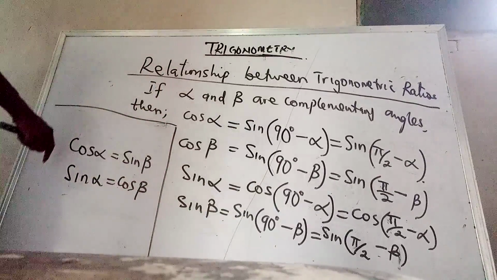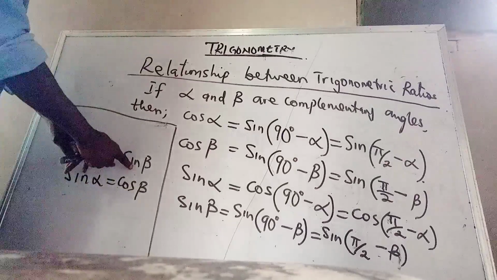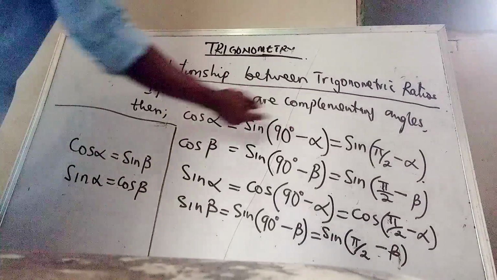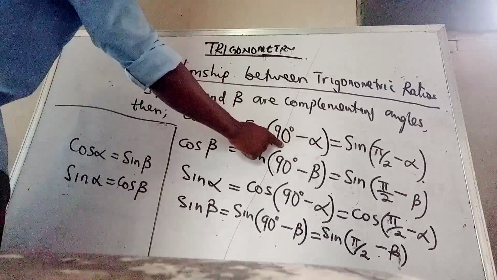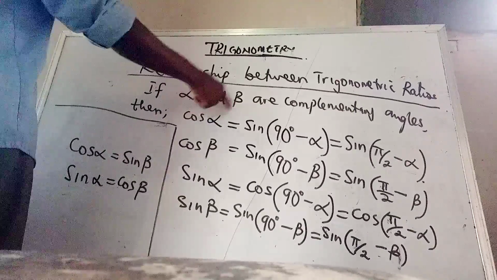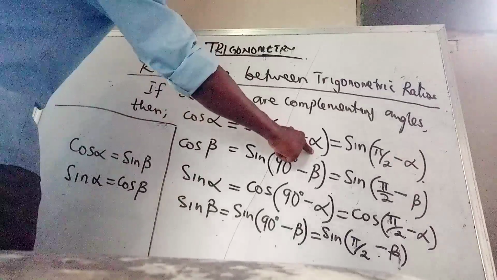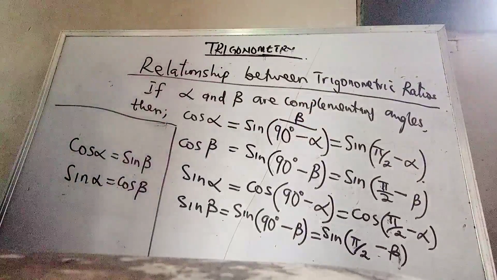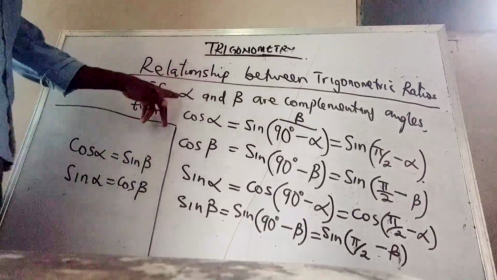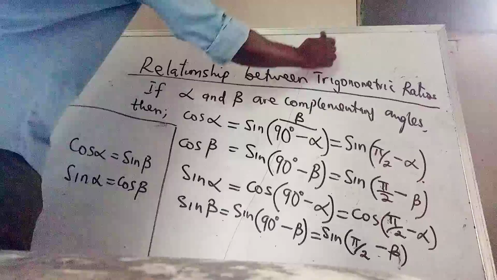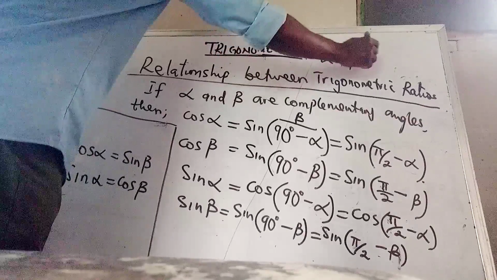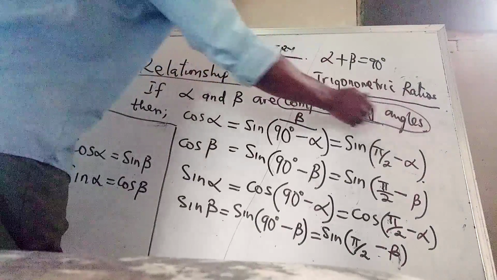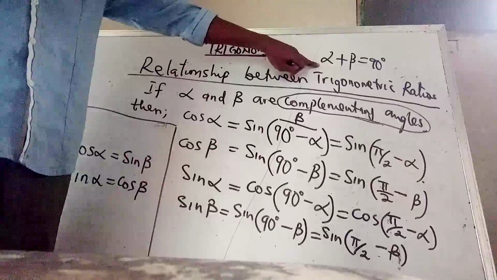Finally, it means cos alpha equals sine beta, and sine alpha equals cos beta. It shows here, because by the time you subtract alpha from 90, what you get is what? Beta. That means cos alpha equals what? Sine beta. So the whole of this is beta now. If you follow that, 90 minus alpha will give you beta. Don't forget, alpha plus beta is 90, provided they are complementary. Please do not forget that. If they are not complementary, this cannot work.